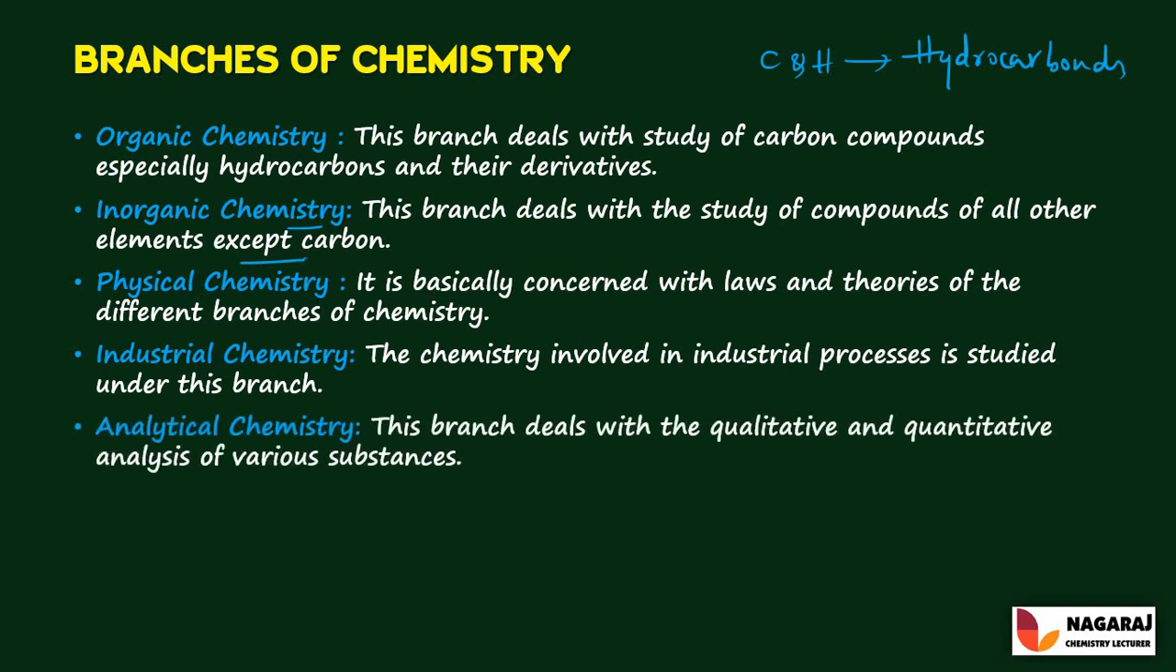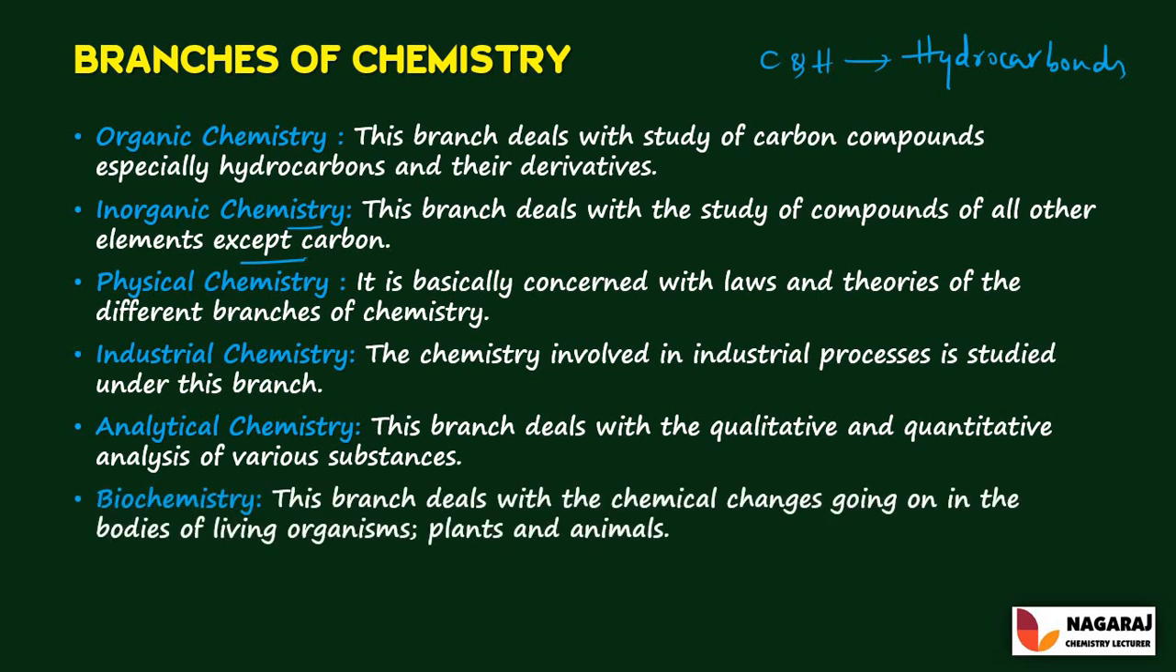And analytical chemistry deals with the qualitative and quantitative analysis of various substances. And biochemistry deals with the chemical reactions that take place in living organisms. Living organisms means plants and animals. So what chemical reactions take place in plants, and what chemical reactions take place in animals, all of that is studied in the biochemistry branch.